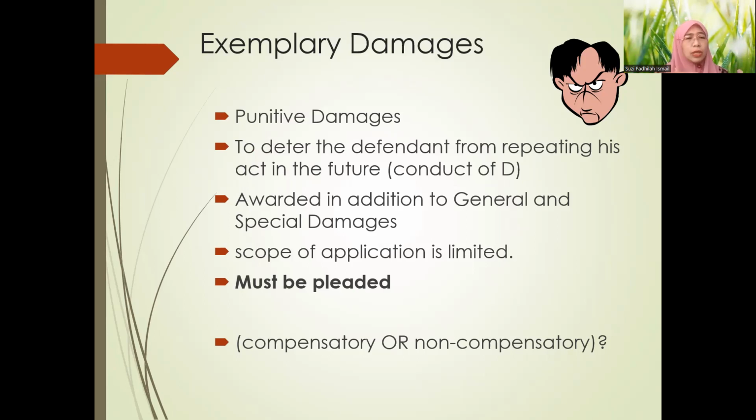So now the focus is on the conduct of the defendant. It can be awarded together with other damages, in addition. On top of general and special damages, the plaintiff can also get exemplary damages. But again, because of the nature, the objective is to punish, punitive, so the scope is very, very limited. And another thing, it must be pleaded. The court won't simply allow it if you don't ask for it. You must ask for it. The plaintiff needs to plead and ask the court to be awarded exemplary damages.